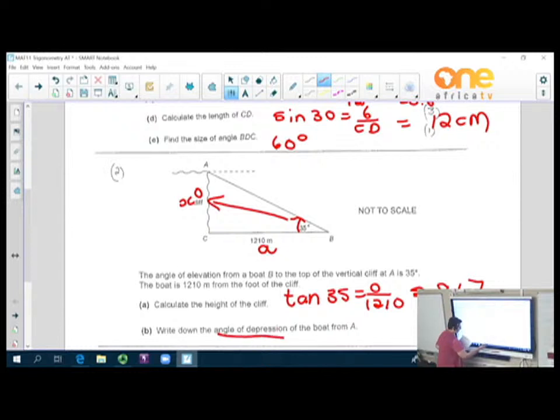Then the angle of depression. What is the angle of depression? This is this angle, eye level downwards. And now these two are alternating. So very easy, the answer is just 35 degrees.